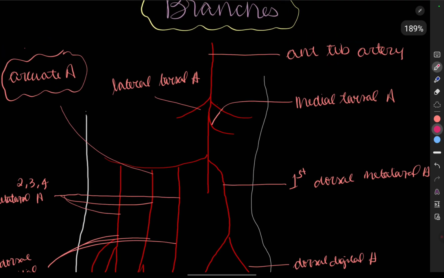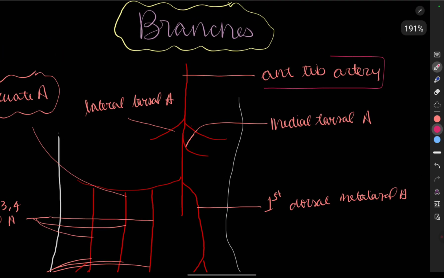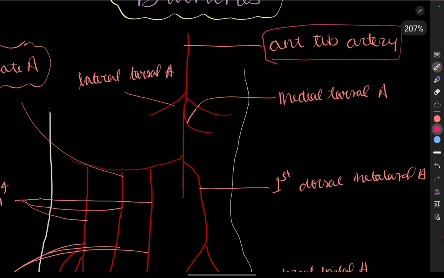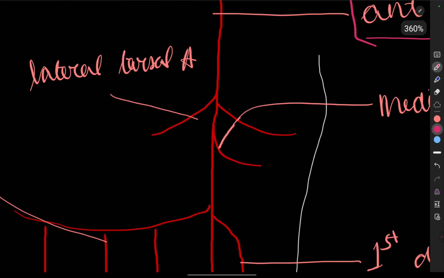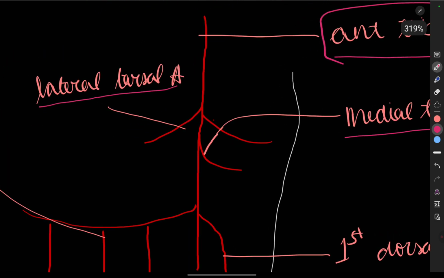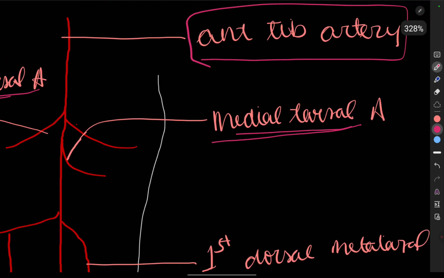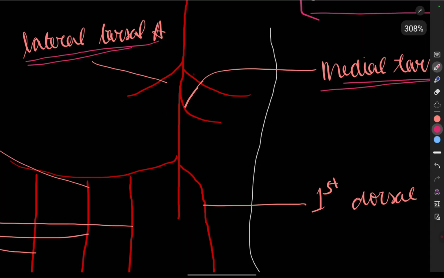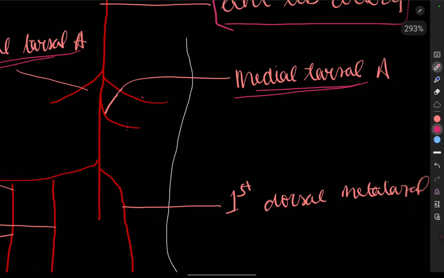Okay, so the branches: it is the continuation of the anterior tibial artery. It gives off two branches, the lateral tarsal artery and the medial tarsal artery. Lateral side, lateral tarsal artery; medial side, medial tarsal artery. There can be 2 or 3 twigs of this artery constituting the medial tarsal artery.